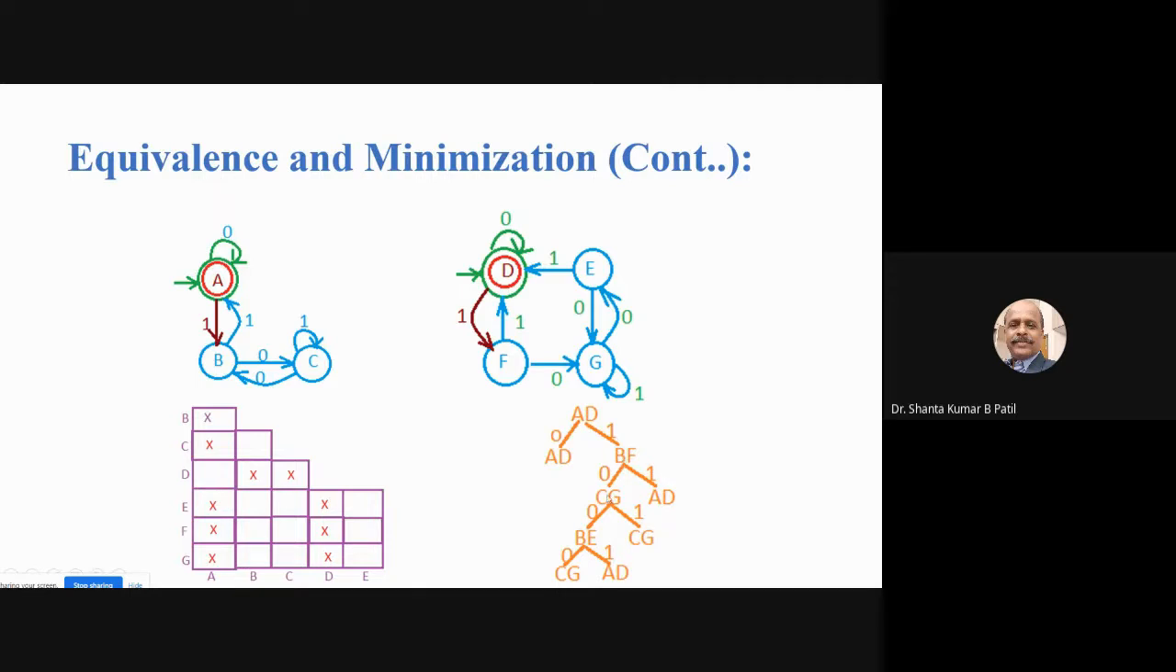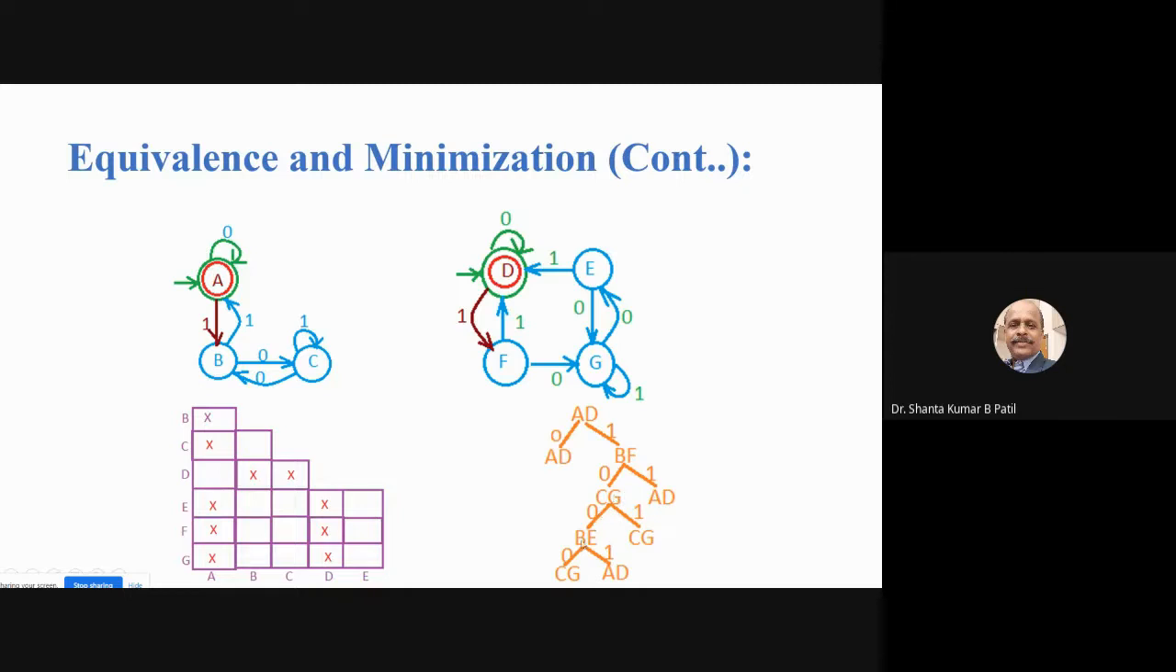For 0, it is C G. Once you get C G, locate the C G. It does not have a cross mark. B and F on 1 is A and D, so it is repeating. Hence, no more branches for this new A D.